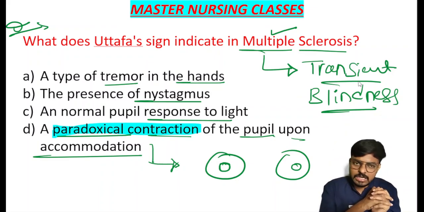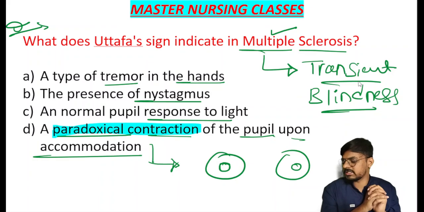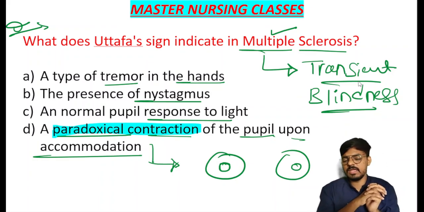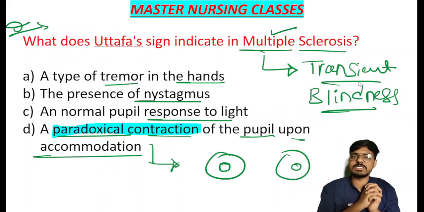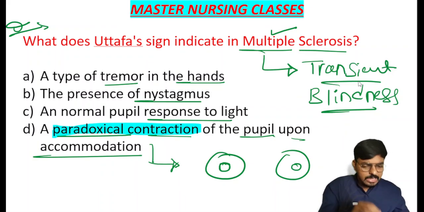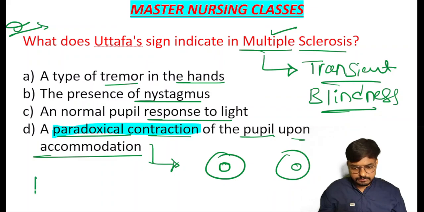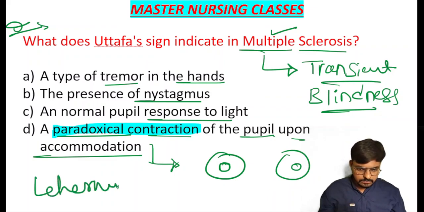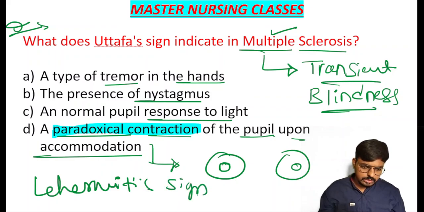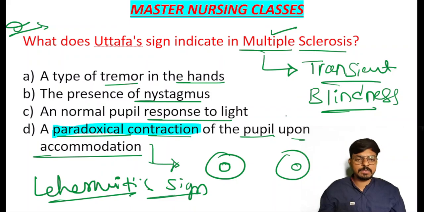Yes, very nice, students, very nice. This is what a master nursing classes student stands for. So that is Lhermitte's sign. Very, very importantly, this is also a classic indicator of multiple sclerosis.